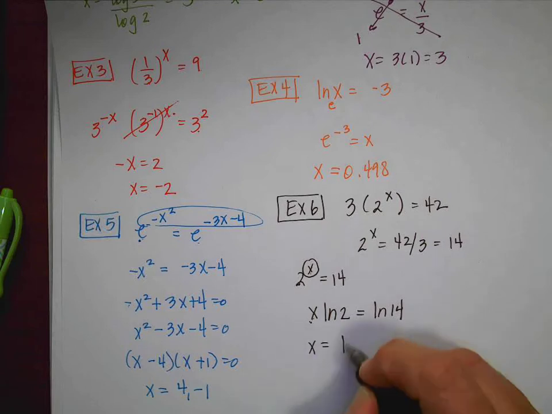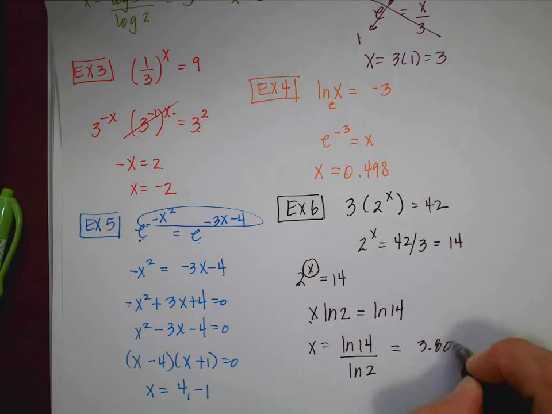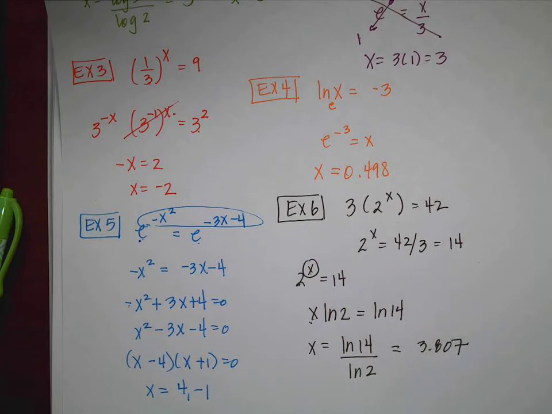Now I'm going to solve for x. x is equal to the natural log of 14 divided by the natural log of 2, and this is 3.807, and that value would have come from my grapher.